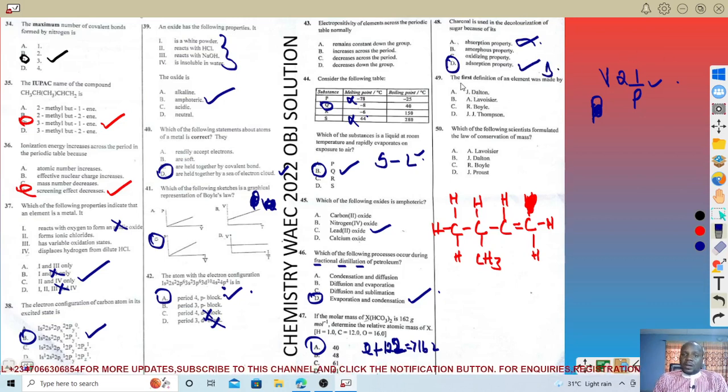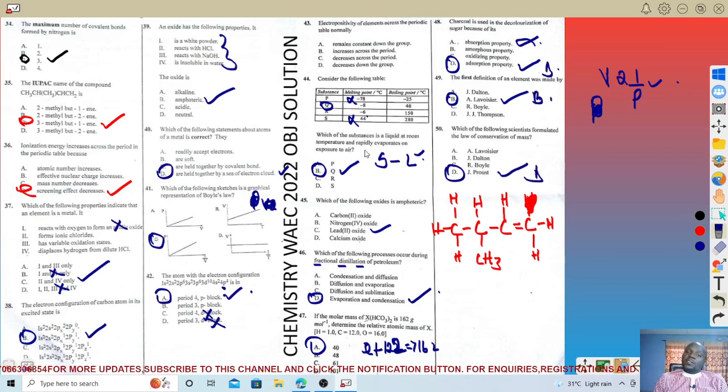The next one says the first definition of an element was given by Antoine Lavoisier. That is a direct question. I say this in my offline videos a lot, talking about names of scientists and stories. Look at number 50: which of the following scientists formulated the law of conservation of mass? That is Proust. That's the answer to that. So D, B. That is all about this, guys.